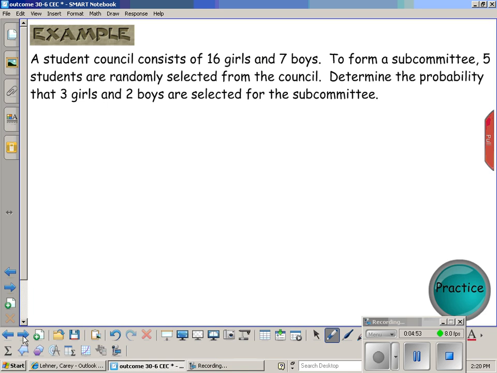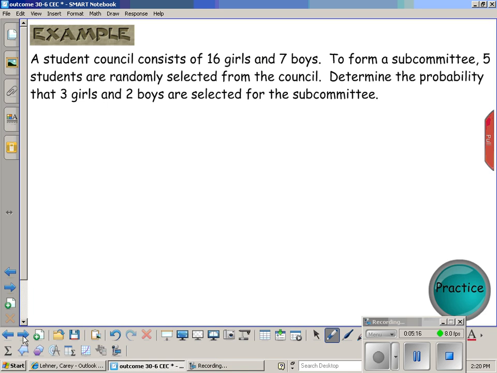So what we have to do here is 2 things. Probability is always what you're looking for out of the total, so your favorable over the total. There are two things we need to find here. We need to find the favorable, which is picking 3 girls and 2 boys. We need to find the total, which is simply choosing 5 committee members.